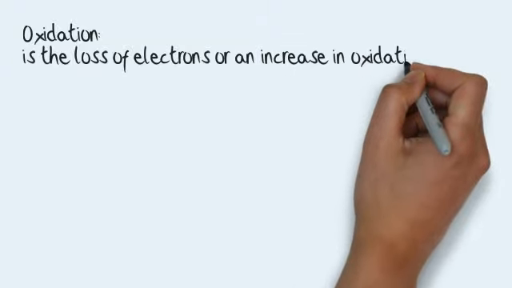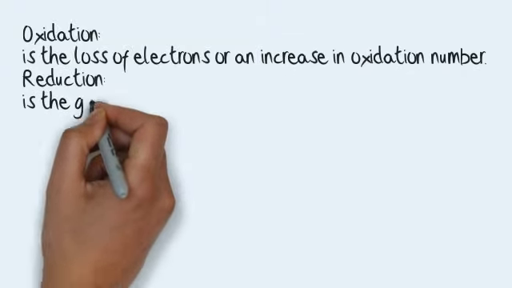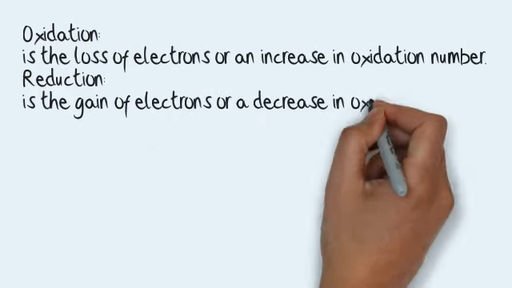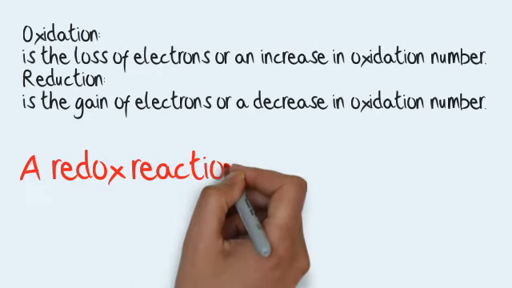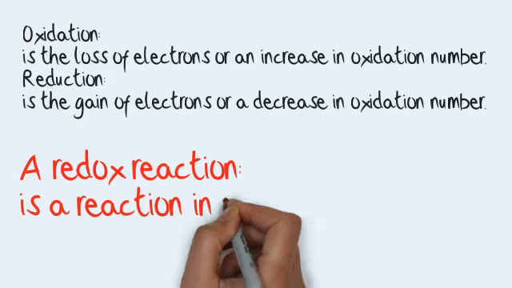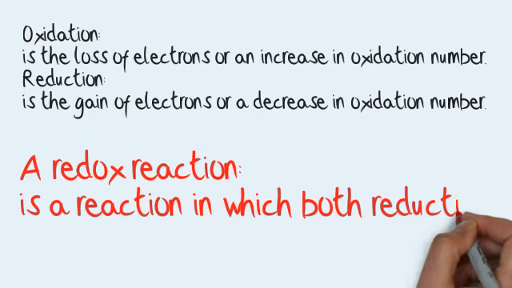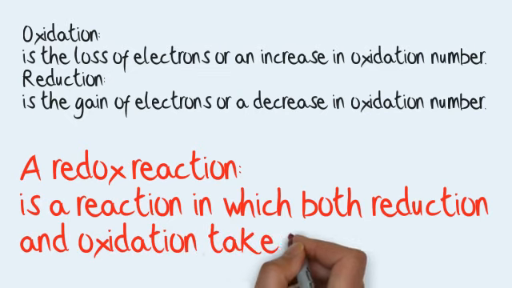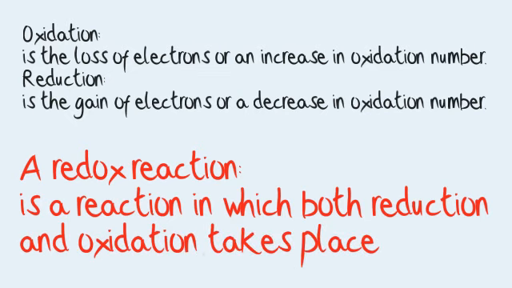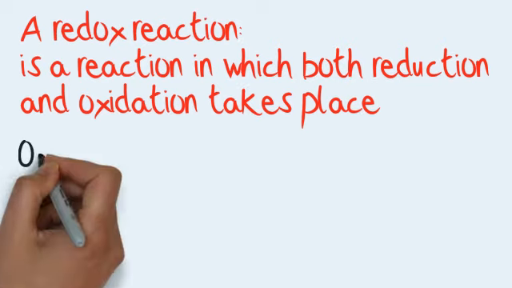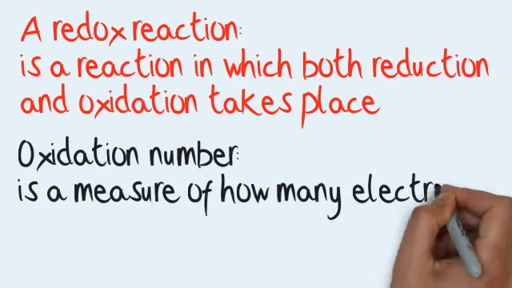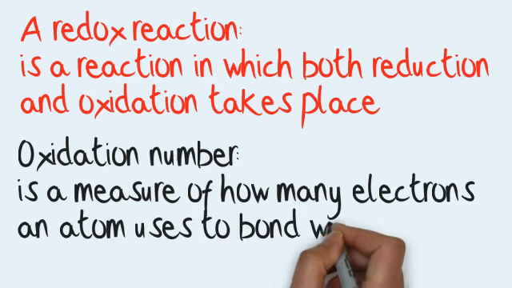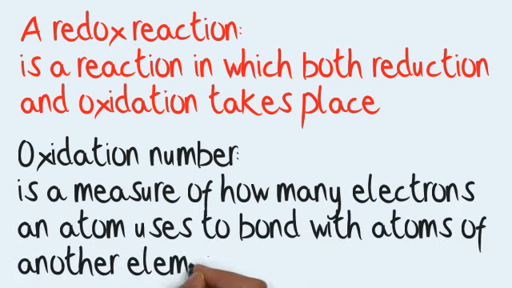Oxidation is the loss of electrons or an increase in oxidation number. Reduction is the gain of electrons or a decrease in oxidation number. A redox reaction is a reaction in which both reduction and oxidation take place. Oxidation number is a measure of how many electrons an atom uses to bond with atoms of another element.